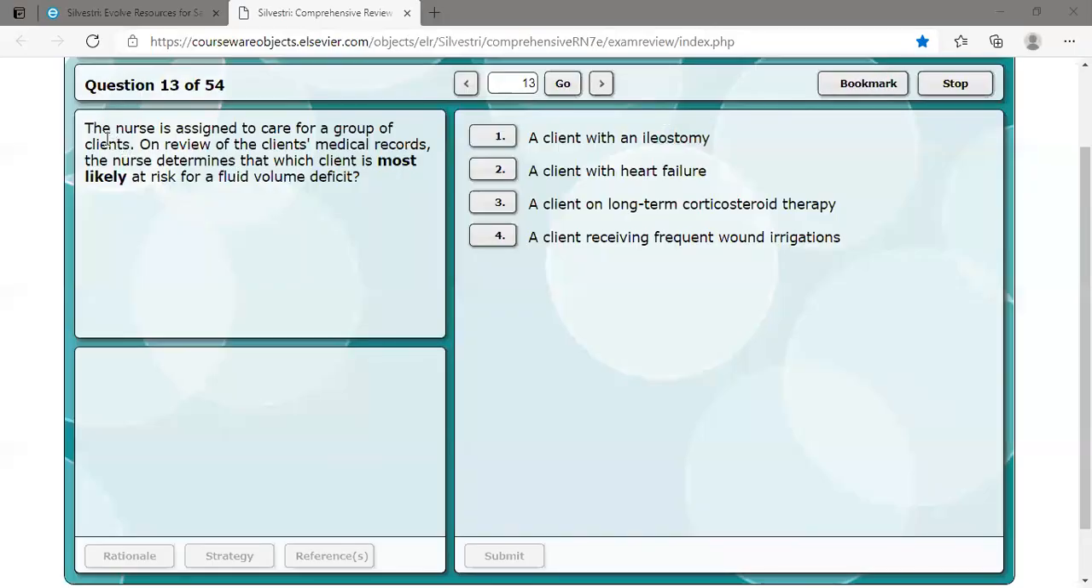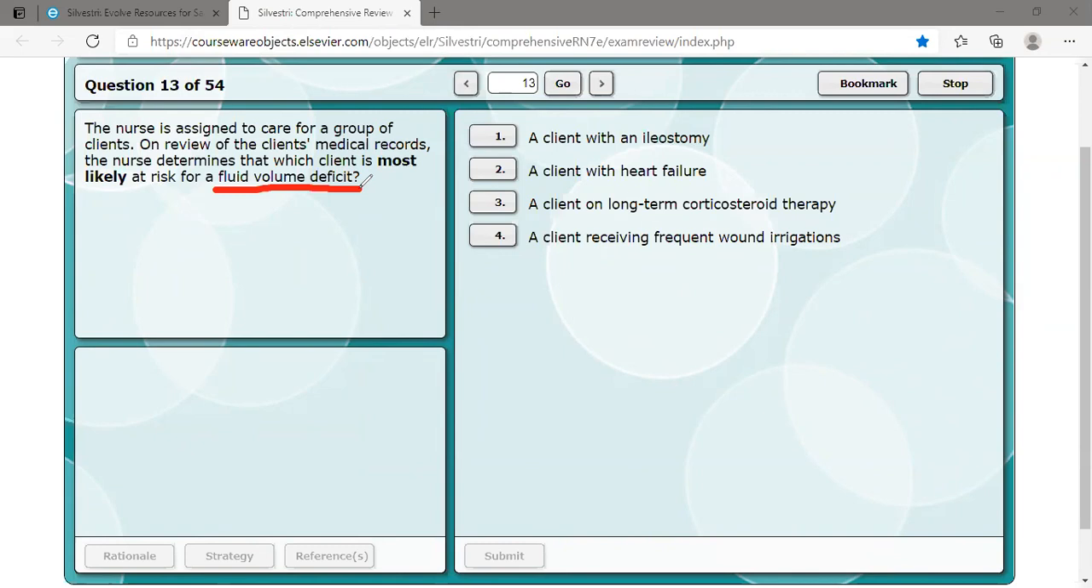In this question, the healthcare provider is assigned to care for a group of clients. On reviewing the clients' medical records, the nurse determines which client is most likely at risk of fluid volume deficit. So fluid volume deficit is the keyword, right? And the opposite of this we call fluid volume excess. So what are the conditions where a patient develops fluid volume deficit? If a patient has any medical condition with too much fluid loss.